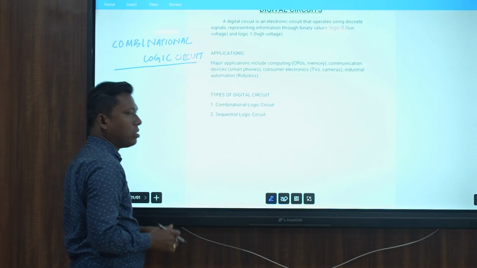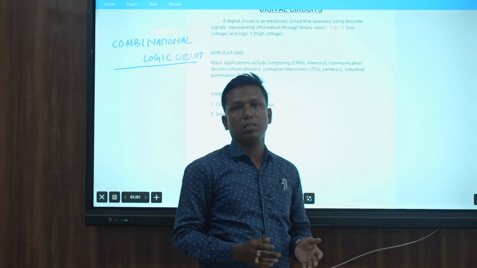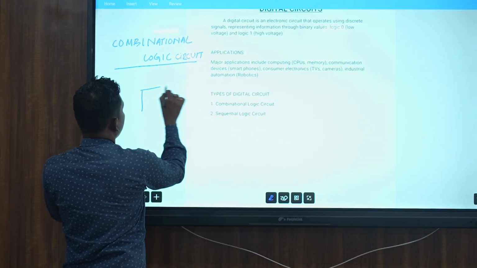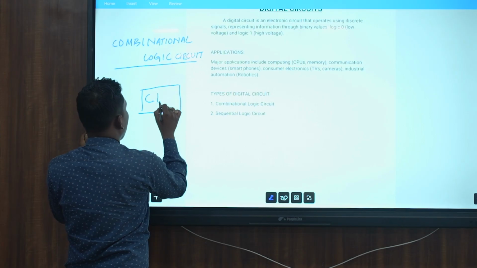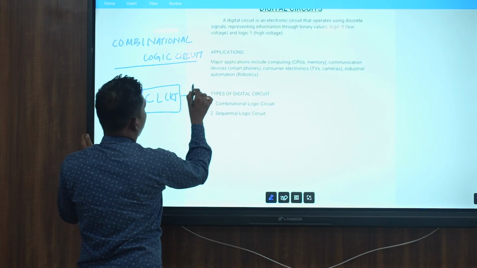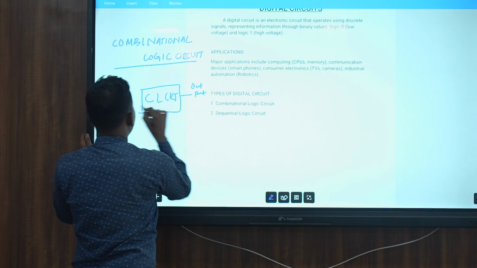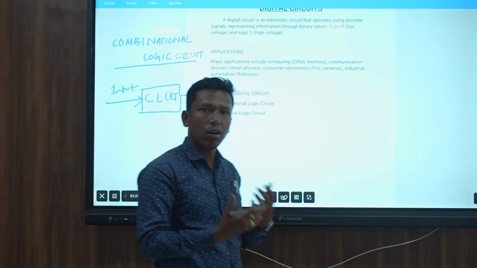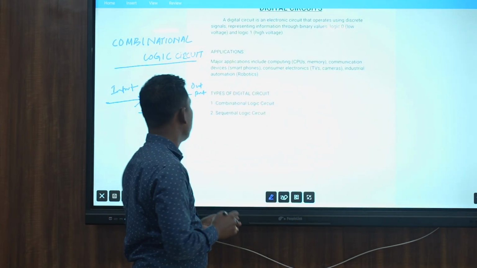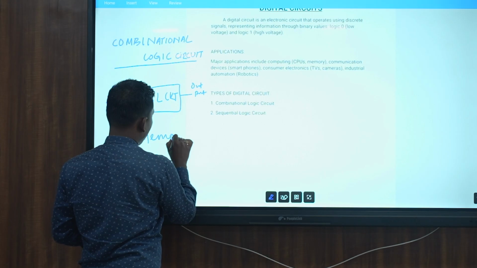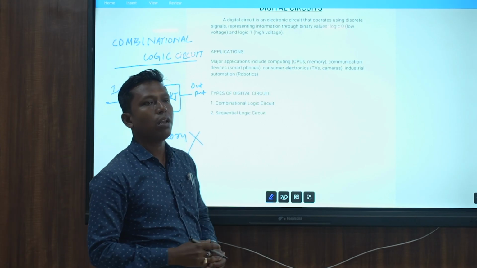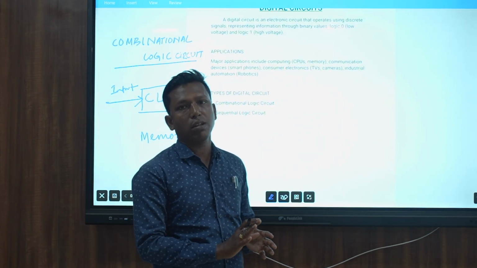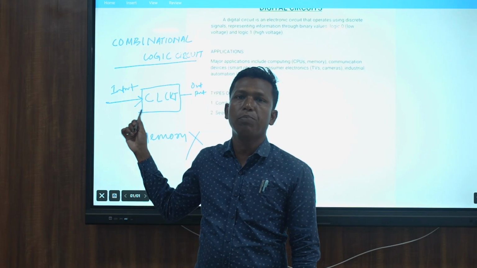A combinational logic circuit is one type of digital circuit in which the present output depends on the present input only. Let this be the block diagram. This block diagram represents the combinational logic circuit where the present output depends on the present input. Whatever inputs you apply, accordingly it is processed and gives the output. The memory part, the storage element we are discussing, is not available here. That means in a combinational logic circuit, memory is absent. That's why the output you get is according to the given present input.